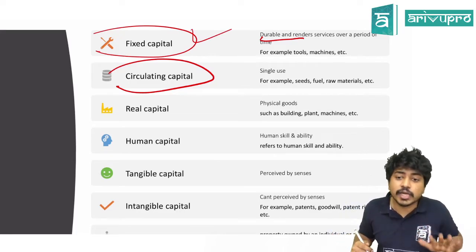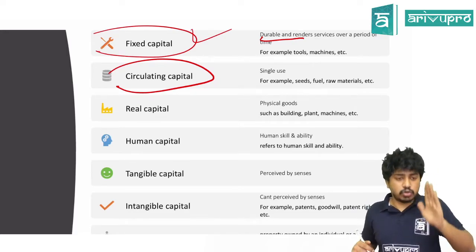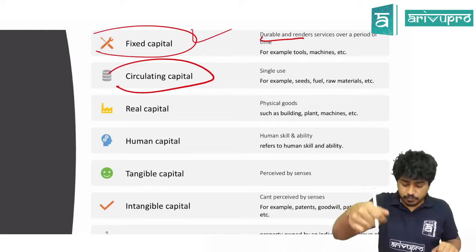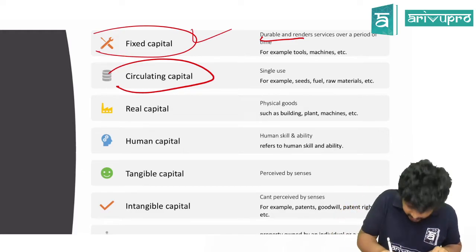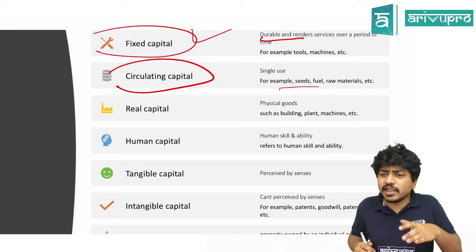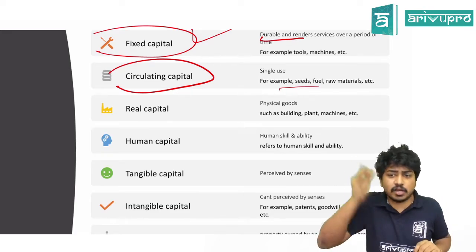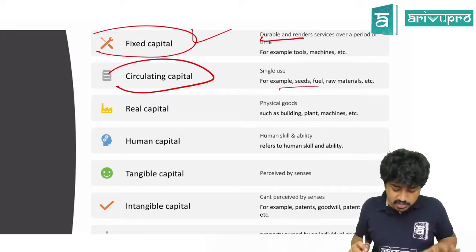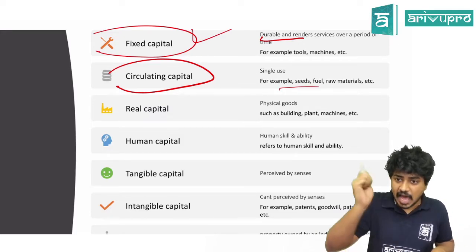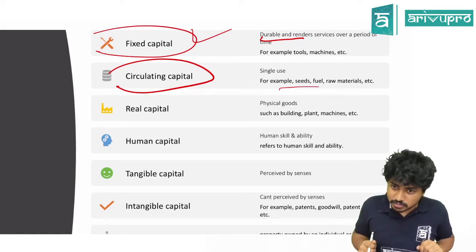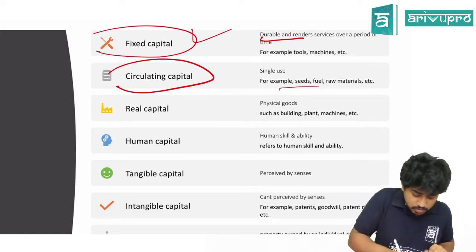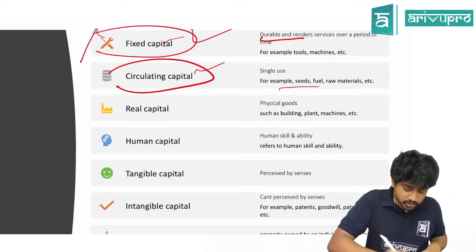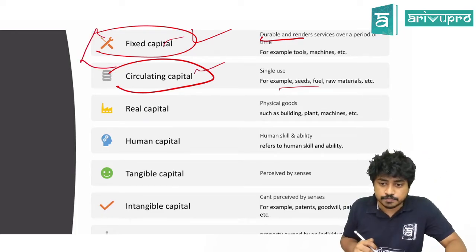That is circulating capital, which can be used only once. Another example is petrol. Seeds, fuel, all these are circulating capital. Once you use them, you cannot reuse them. Whereas other things like tools, a hammer, can be used more than once. Yes, they are fixed capital. Single use means circulating capital. These two are related. Are we clear here?